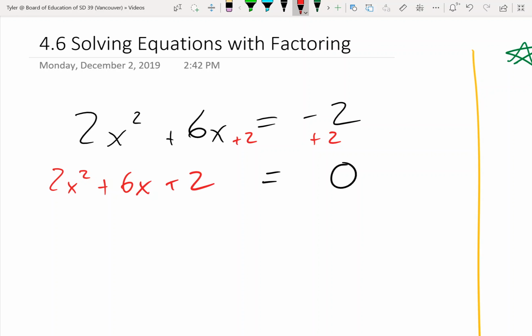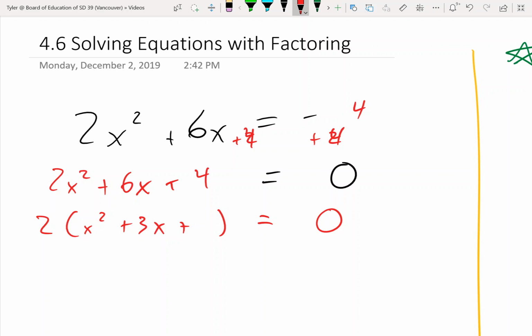Now we go through our factoring rules like always. The first thing we can do, they have a common factor, so I'm going to factor out the 2. X squared plus 3x plus 1 equals 0. Let's make this 3, sorry. 4 rather. There we go. Sorry, I messed up the question. Okay, so I factored it out, awesome.